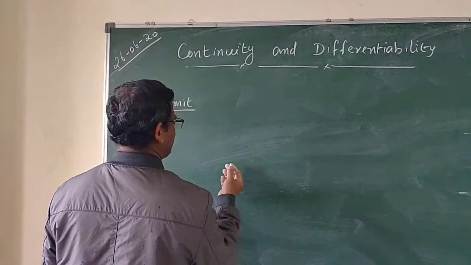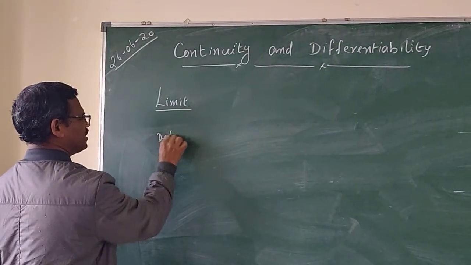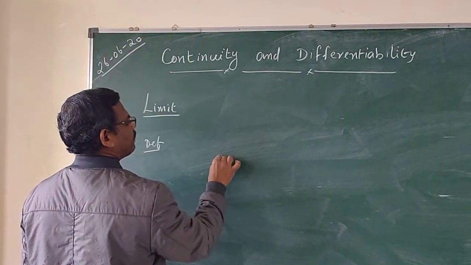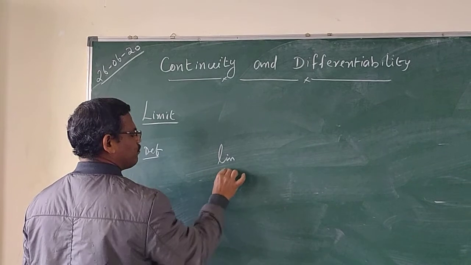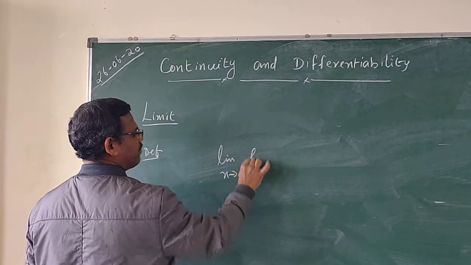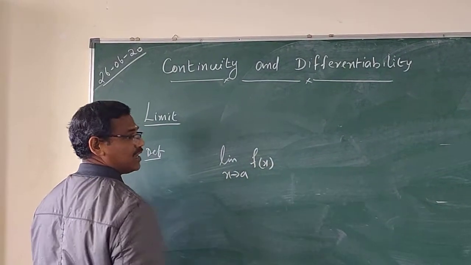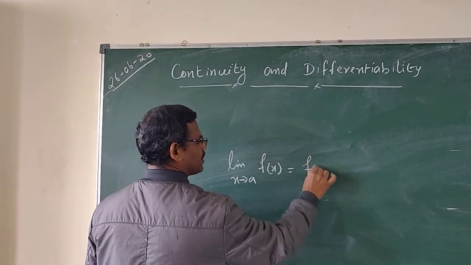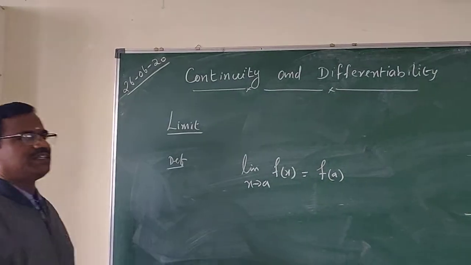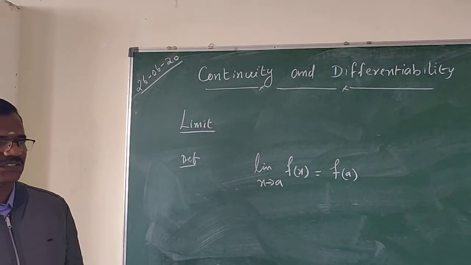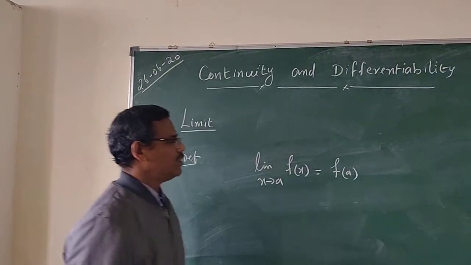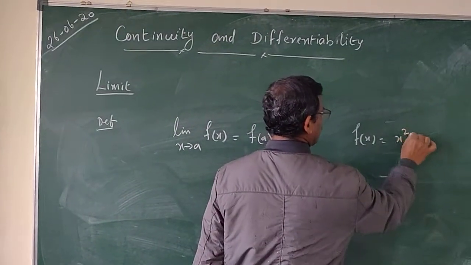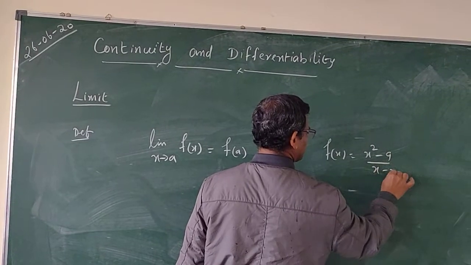Ultimately, when we define continuity, it is like this: if the limit of the function, limit x tending to a of f of x, is equal to the original value of the function, we say that the function is continuous. Now, I explained an example in the beginning, that is (x square minus 9) divided by (x minus 3).